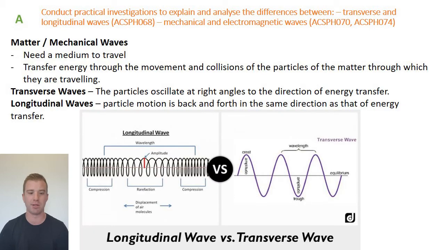So mechanical waves, which is matter waves, need a medium to travel. They transfer energy through the movement and collisions of particles of the matter through which they are traveling in. Transverse waves oscillate at right angles to the direction of energy transfer, while longitudinal waves have particle motion back and forth in the same direction as their energy. So you may have done a demonstration in class with slinkies and ropes, and that demonstrates longitudinal and transverse waves.